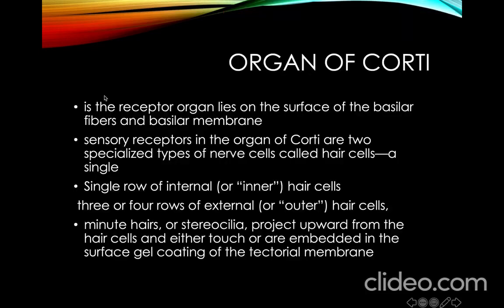Okay, what is the organ of Corti? The organ of Corti is the receptor organ, which lies on the surface of the basilar fibers and the basilar membrane. The sensory receptors in the organ of Corti are two specialized types of nerve cells known as hair cells. One is the outer hair cell. The inner hair cells are in a single row, while the outer hair cells are in three or four rows. The minute hairs or stereocilia project upward from the hair cells and either touch or are embedded in a surface gel coating of the tectorial membrane.